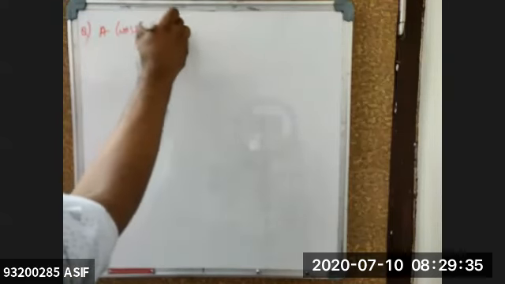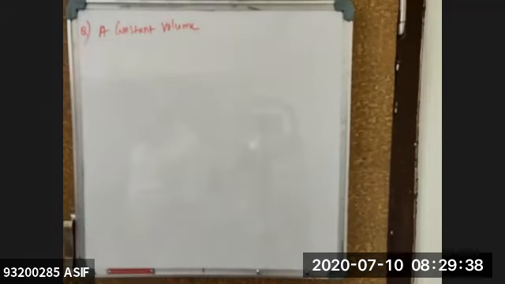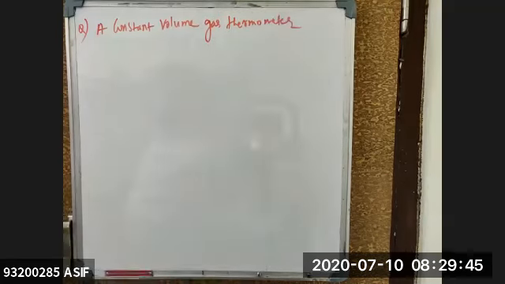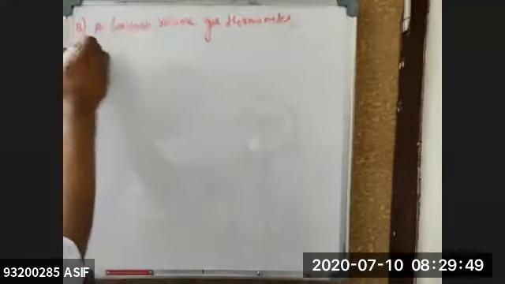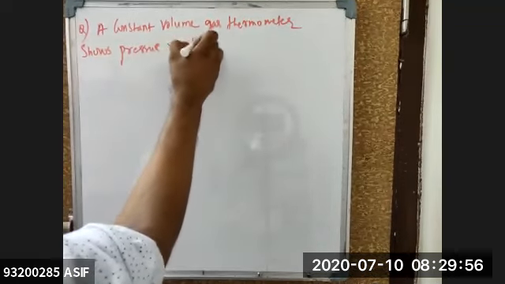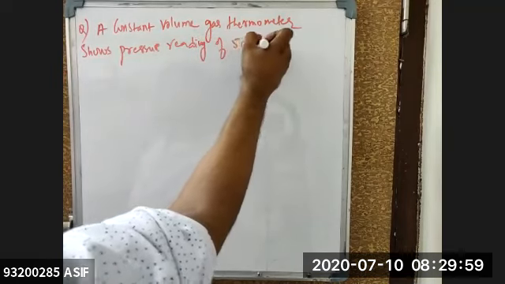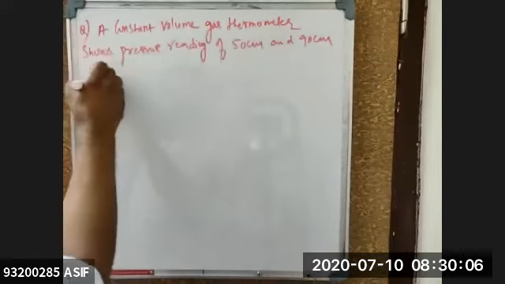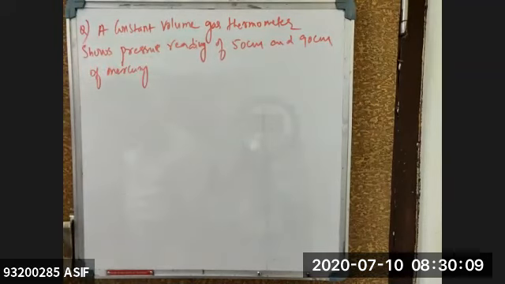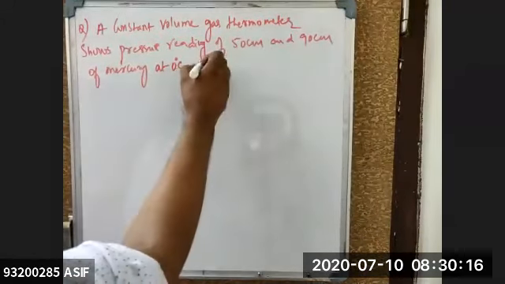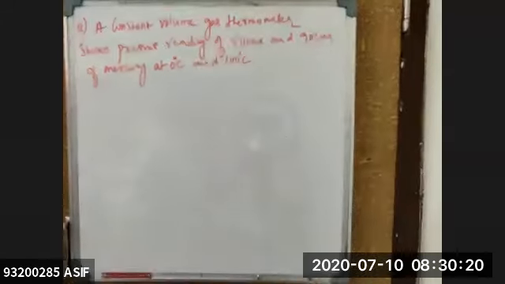A constant volume gas thermometer shows pressure readings of 50 centimeter and 90 centimeter of mercury at 0 degrees centigrade and 100 degrees centigrade.